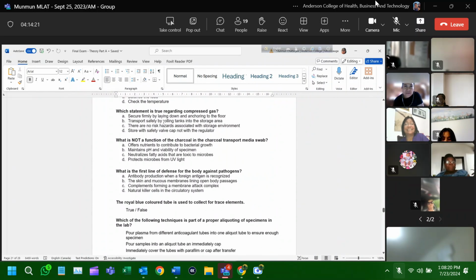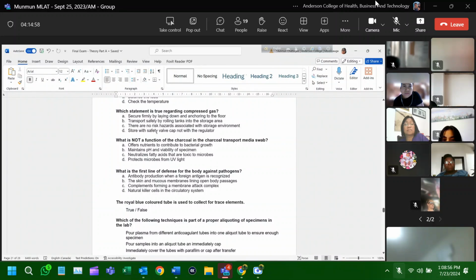Which statement is true regarding compressed gas? Secure firmly by laying down and anchoring to the floor? I thought you had to store them vertically, not horizontally. It's supposed to be vertical. I think it's letter D as well: store safely with the safety valve cap, not with the regulator. That means it's not set to start to be used.